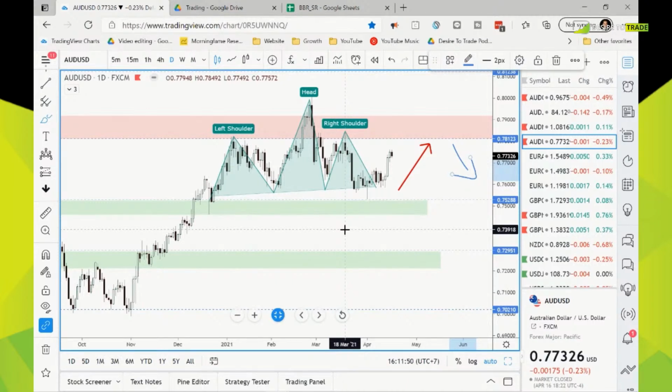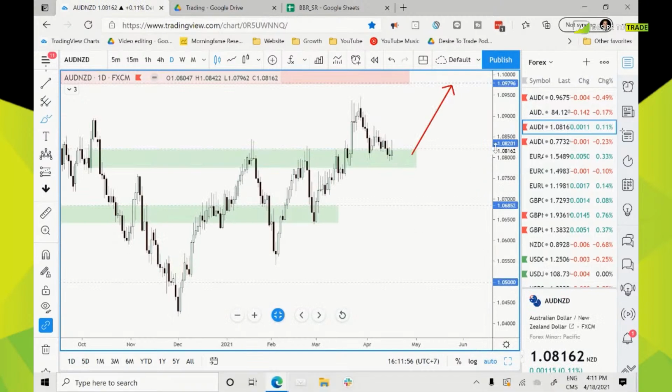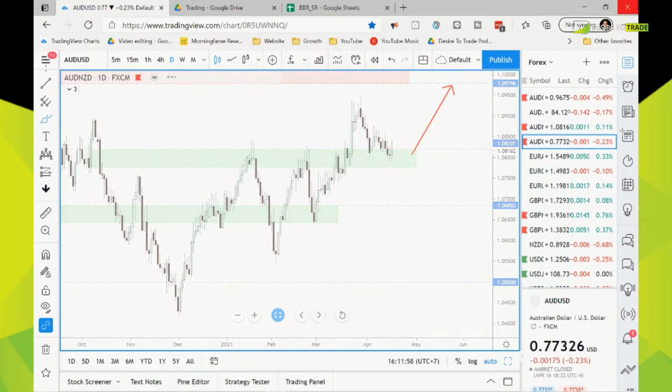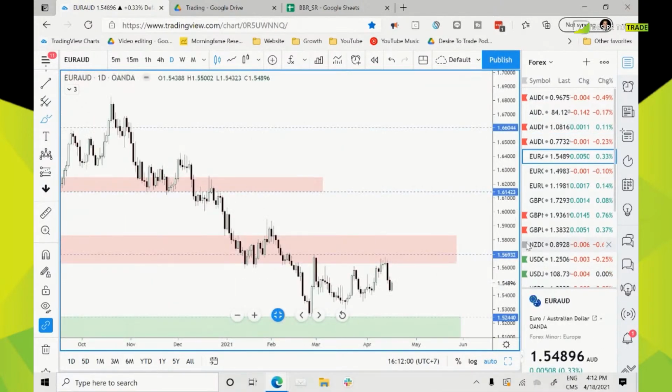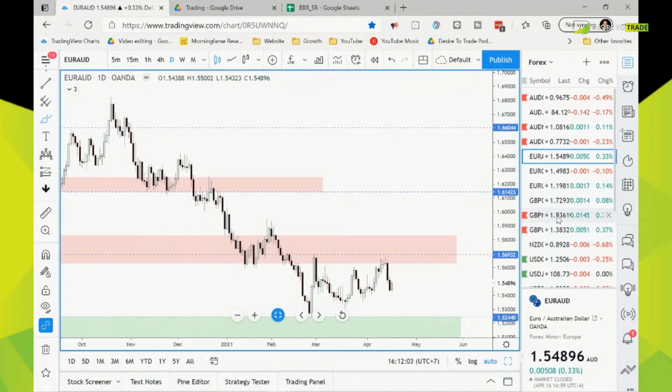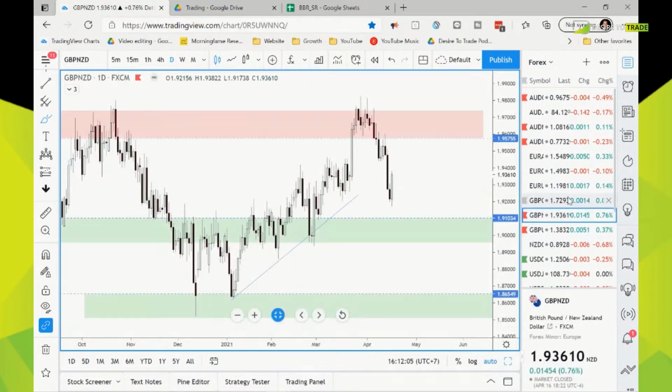But same principle as the other pair. So this pair, AUD/USD, is doing pretty much the same as AUD/NZD. So pretty interesting to see. Now let's have a look at our other pairs here, GBP/NZD.